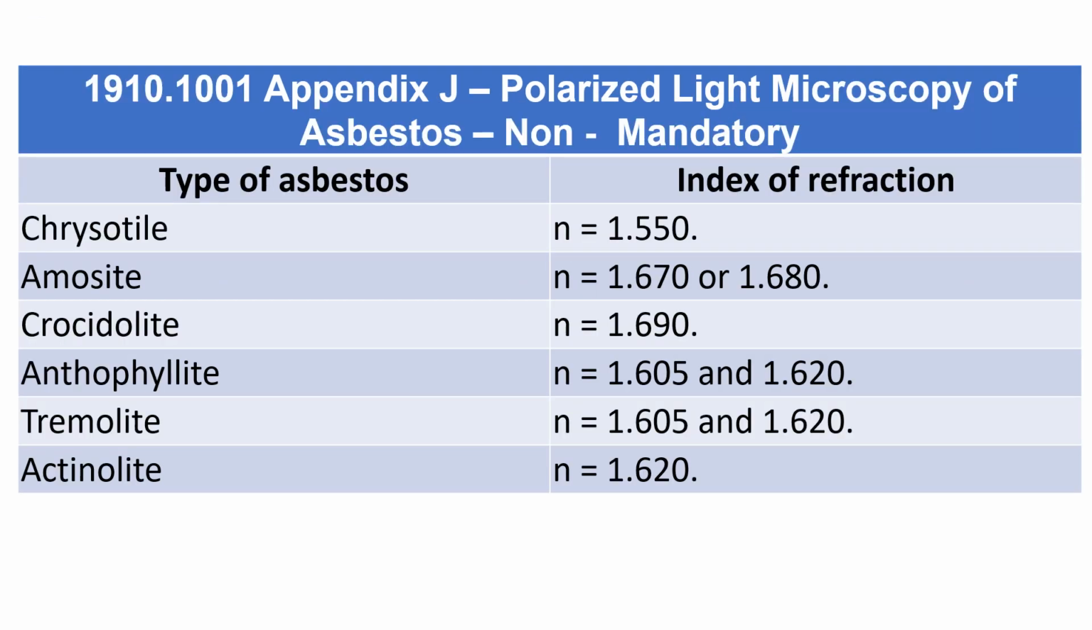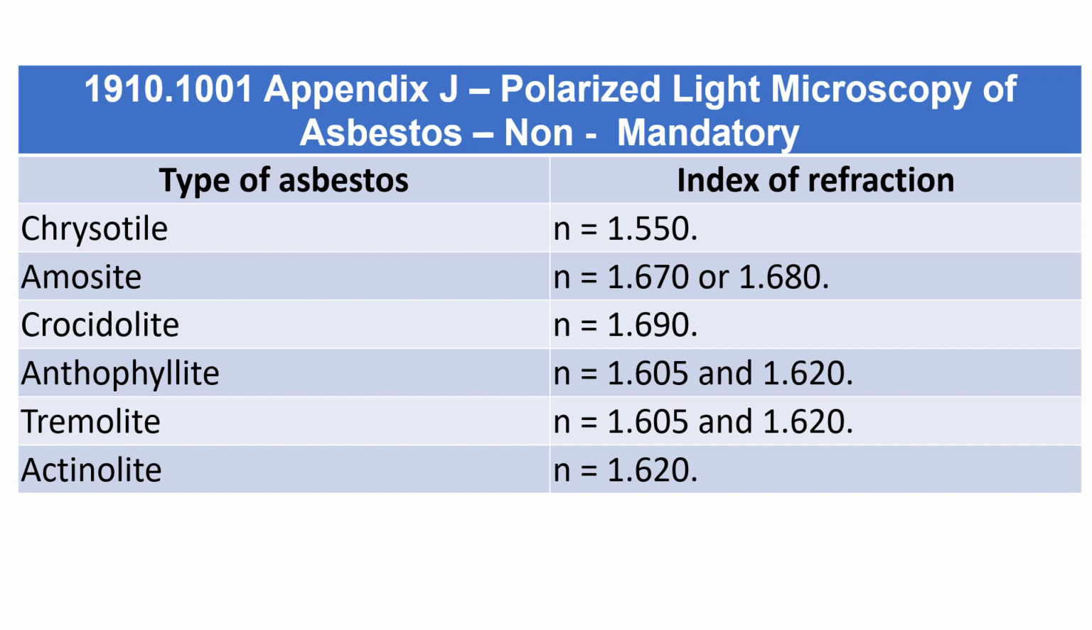Type of asbestos, index of refraction. Chrysotile: index of refraction is n equals 1.550. Amosite: index of refraction is n equals 1.670 or 1.680. Crocidolite: index of refraction is n equals 1.690.